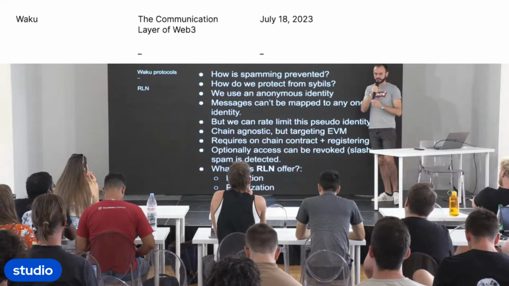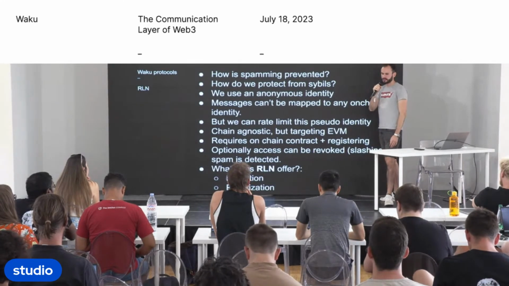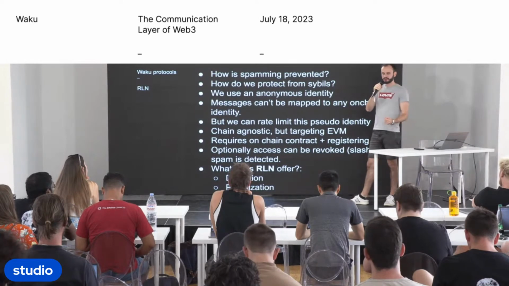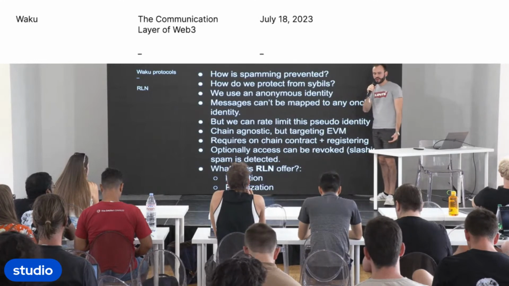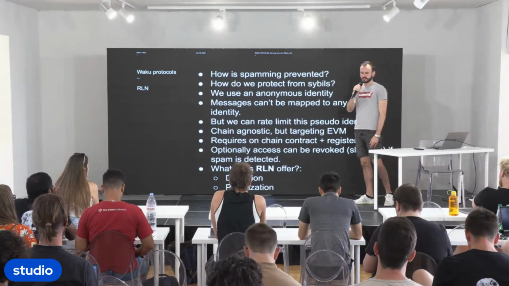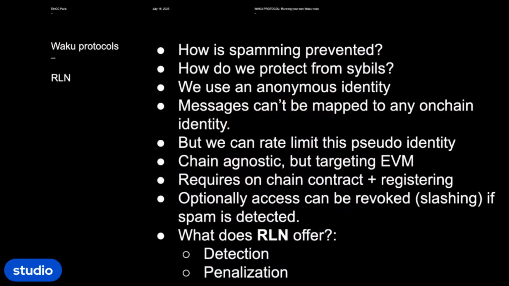RLN. Okay, so far we have explained Waku, everything is great, right? But who is stopping you from publishing many messages in the network? I mean, there is no identity in the messages that you send, right? So we need a way to prevent spam and also protect from Sybils. Because of how GossipSub works, it's quite tricky to detect spam, because the messages don't have a sender. They are published into a topic, but you don't know who is sending the message.